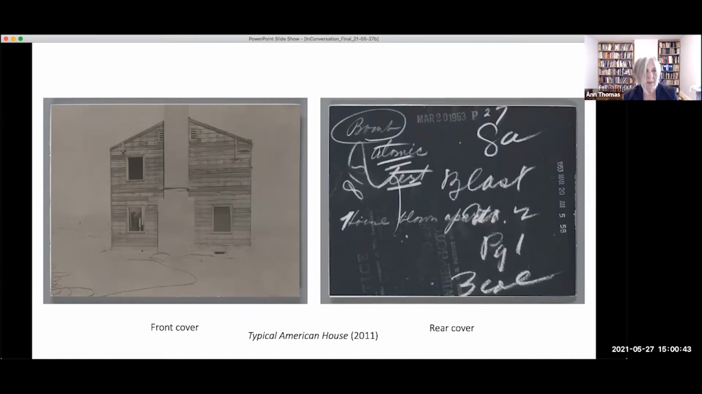Here you see a typical American house, 2011. This is a simple construction using lighter weight paper, so it's the front cover and the rear cover, as titled. A simple construction using lighter weight paper on the inside signatures and a slightly heavier paper or a light card for the covers. It is composed of 4 gelatin silver prints and 9 digital prints. It includes found images from 1953, which Mark acquired from eBay.